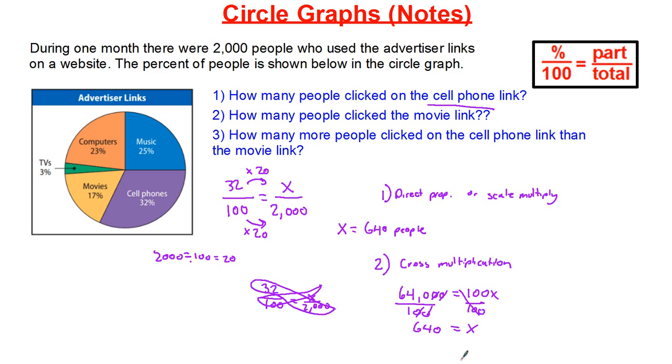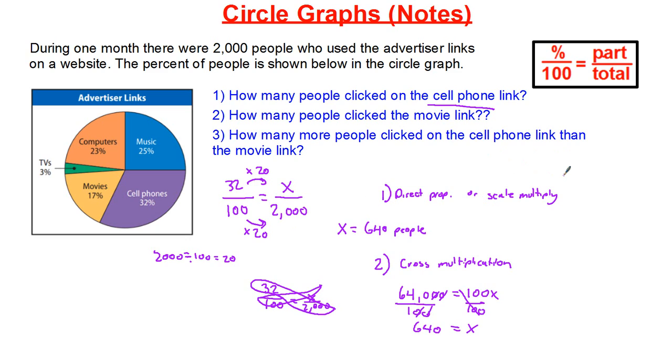Okay, so I could either do the direct proportion way or the cross multiplication way. In this case, though, it doesn't make sense to do the cross multiplication way because the direct proportion way is so much easier. Okay, now let's go ahead and take a look at number 2.